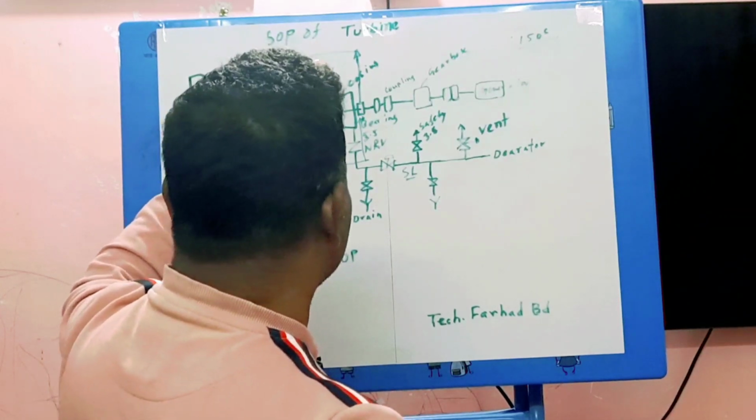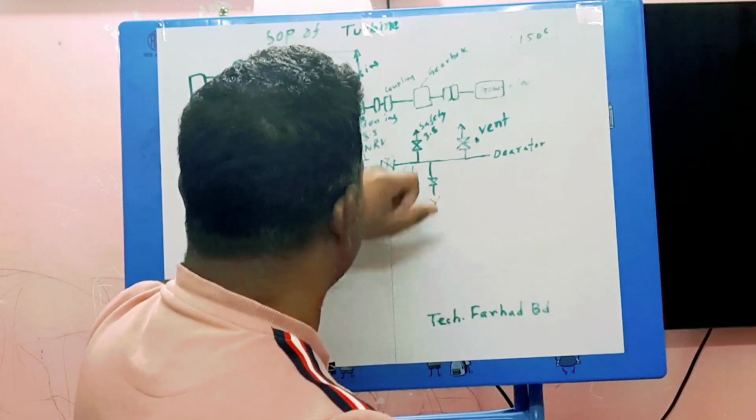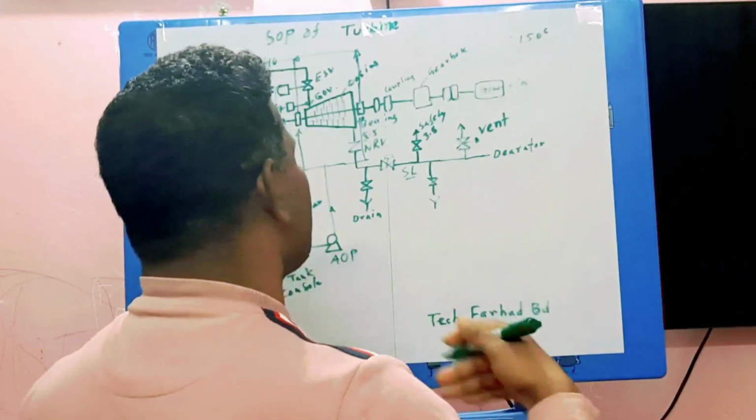To avoid tripping this turbine, a safety valve is provided. This safety valve controls the pressure. By controlling this pressure, this turbine will continue to run.